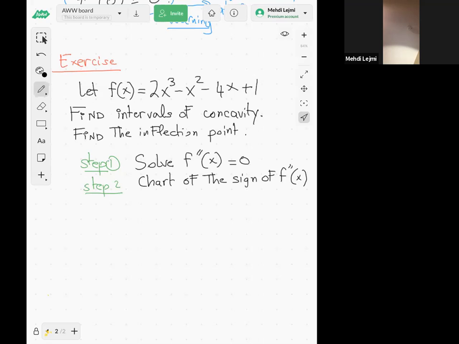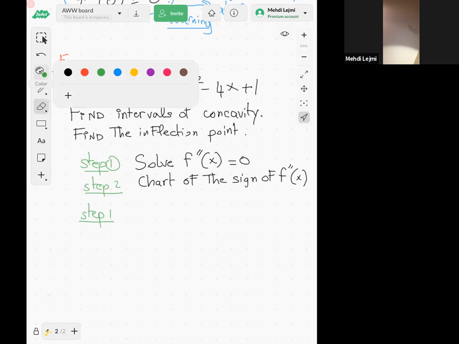So I have 5 minutes to finish this example. This is not an exercise, this is an example. And then I guess next time I will continue with more examples.